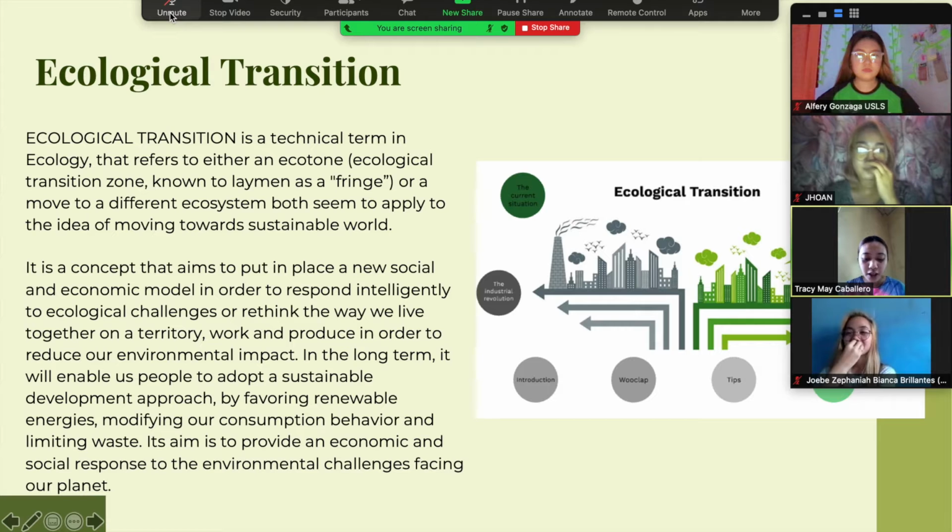In the long term, it will enable people to adopt a sustainable development approach by favoring renewable energies, modifying our consumption behavior, and limiting waste. It aims also to provide an economic and social response to the environmental challenges facing our planet.